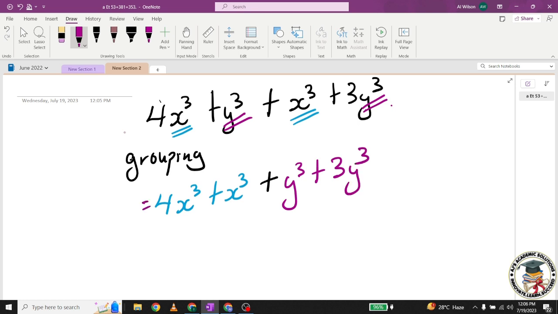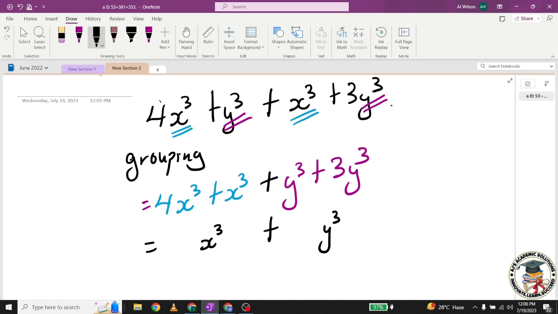So what just happened is we looked at the question and we grouped the letters based on the powers they have. So we have 4x cubed and x cubed. We have y cubed being added to 3y cubed. Moving now to our final part, what we have is x cubed. Let's put our plus sign, and then we have y cubed.